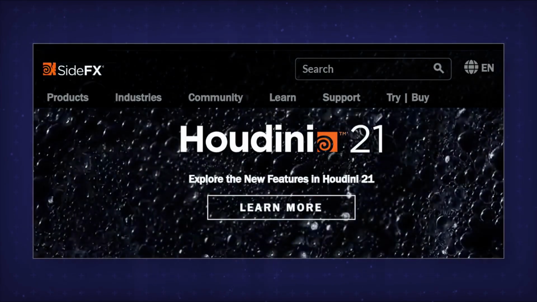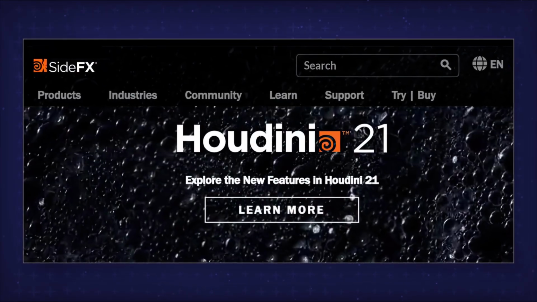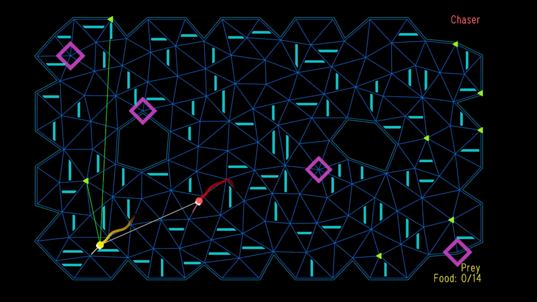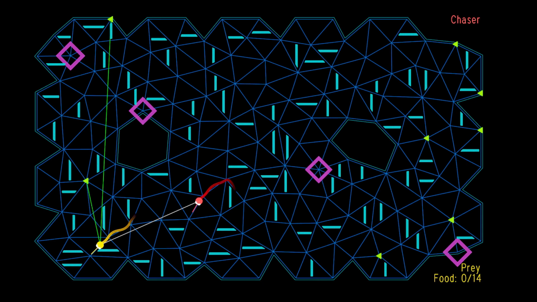Our environment is set up in the 3D procedural software called Houdini, made by SideFX. The playing field is a graph. Scattered randomly on it are wall obstacles, which block visibility. The two agents are the prey, in yellow, and the predator, or chaser, in red. The agents move along the graph's edges.